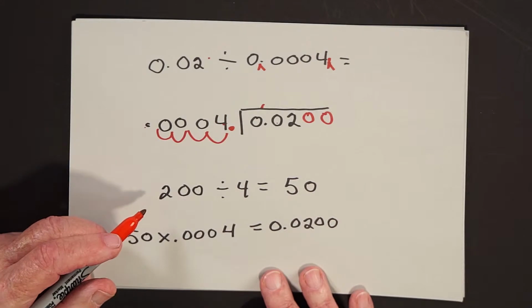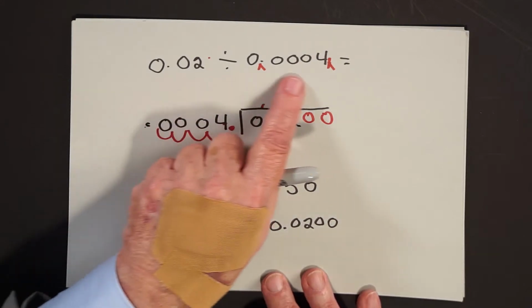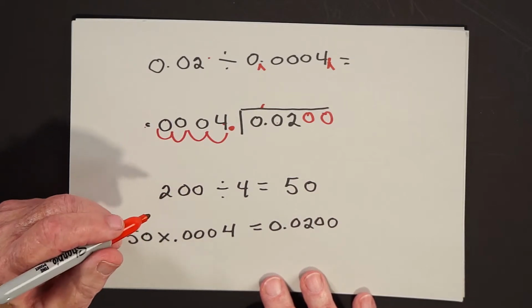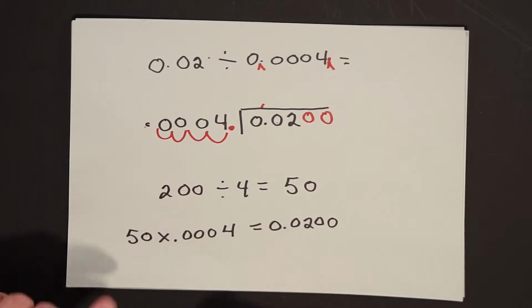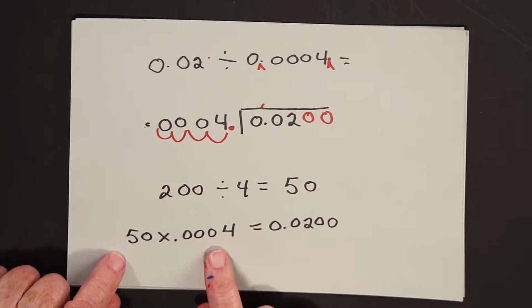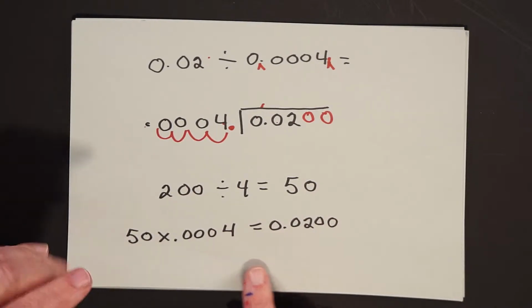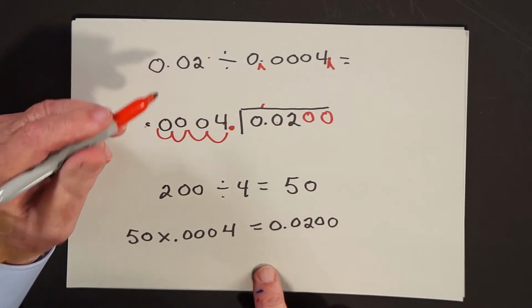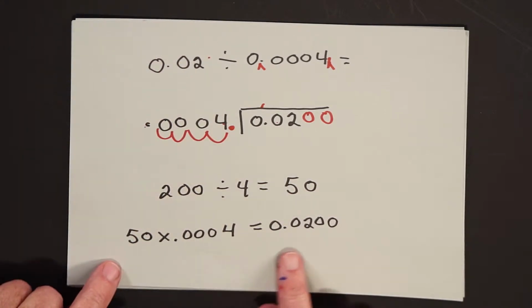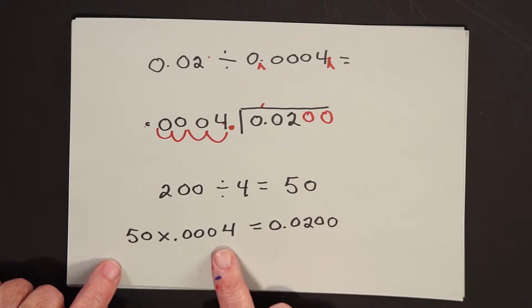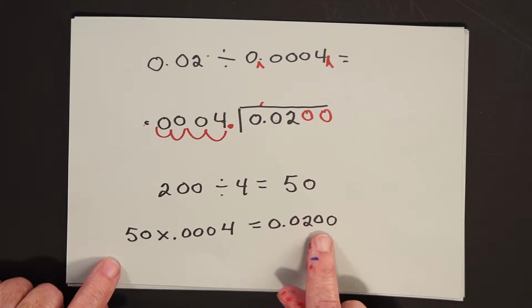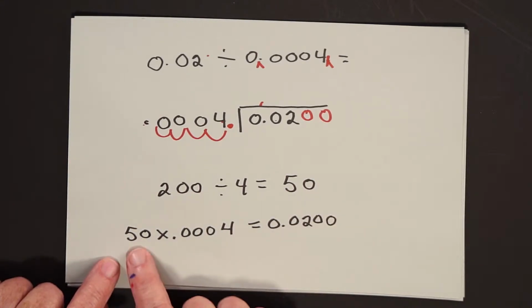By the way, to check that this is right, people say, how can you have two such small numbers giving such a big answer? And what's really happened over here is that 0.0004 is a small number, and 0.02 is a small number, but compared to 0.0004, 0.0200 is 50 times as big.